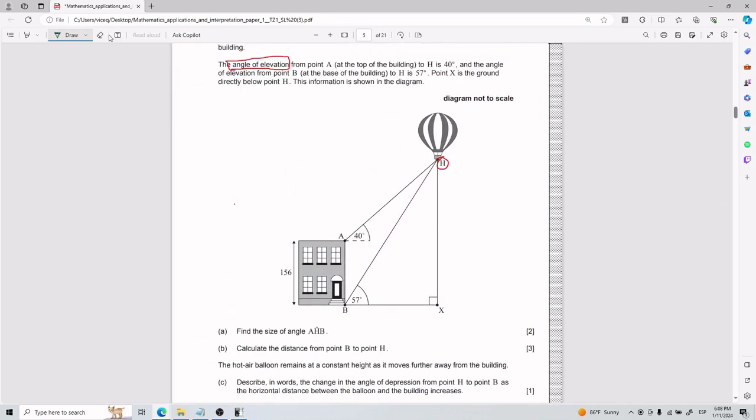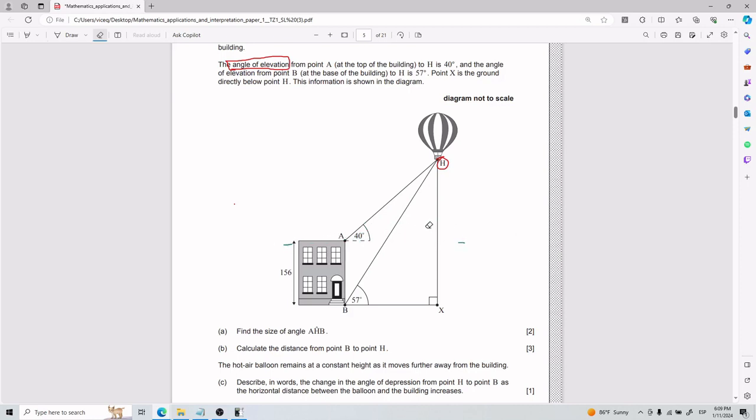So in the context of this problem, when they tell you that from point A to point H the angle of elevation is 40, you can see that they kept drawing lines until reaching H. Once they reached H, they asked, what is that angle making a flat line on A? It was 40 degrees. That is how they got the angle of elevation.